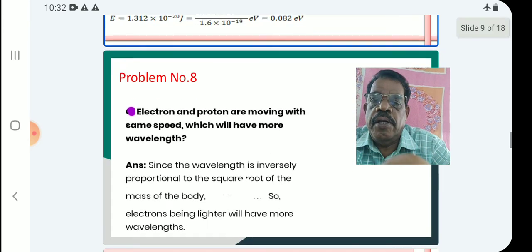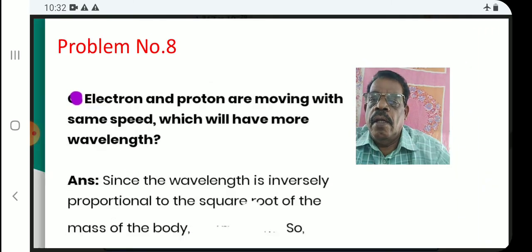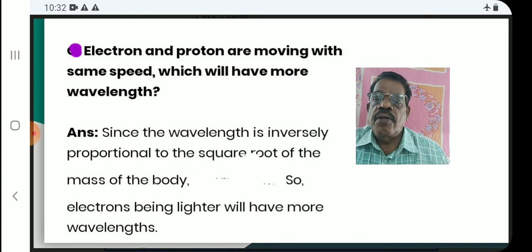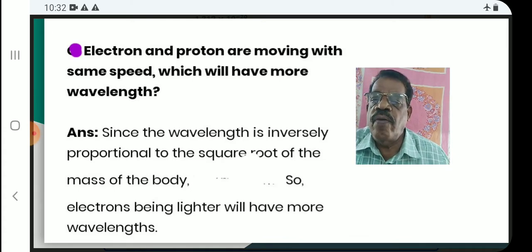Problem number 8. This is actually not a problem. It is a short answer question, which can be asked as a problem with the details. Electron and proton are moving with the same speed, which will have more wavelength?